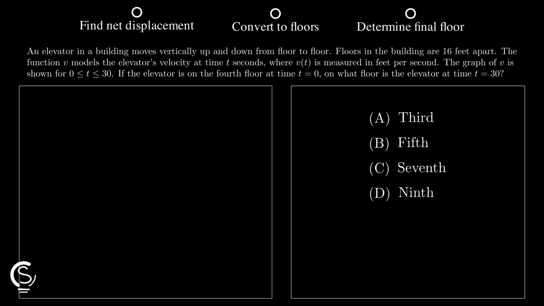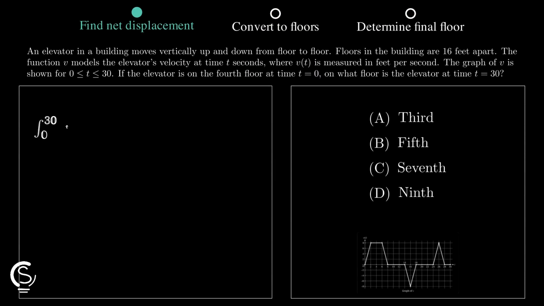First, find the net displacement by calculating the signed area under the velocity graph from 0 to 30. Sum the positive and negative regions carefully to find the total displacement.